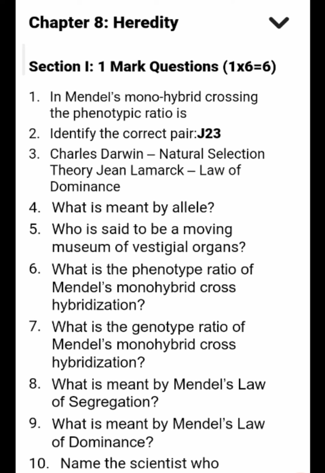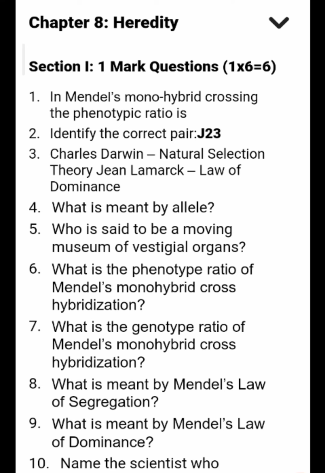In Mendel's monohybrid crossing, the phenotypic ratio is. Next, identify the correct pair. Next, Charles Darwin, natural selection theory; Lamarck; gene; law of dominance. Next, what is meant by allele? Next, who is said to be a moving museum of vestigial organs?